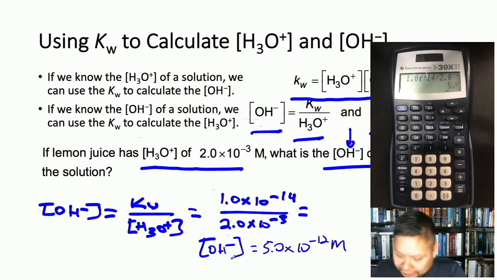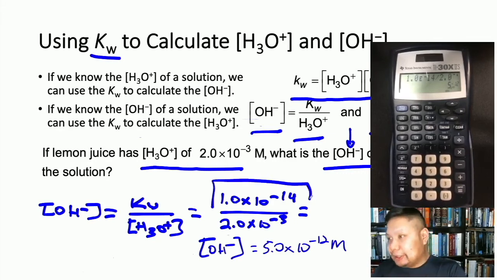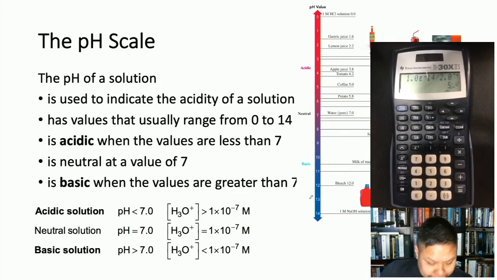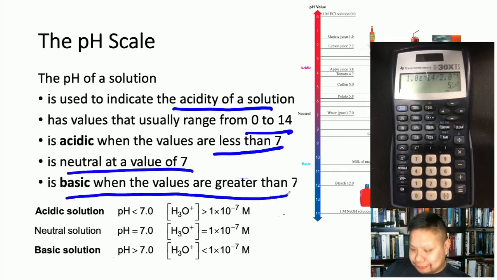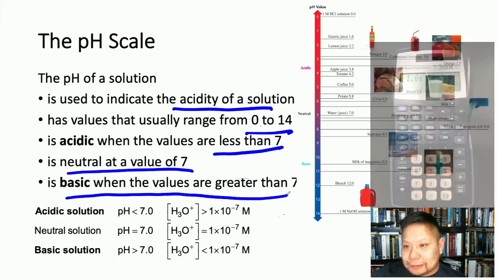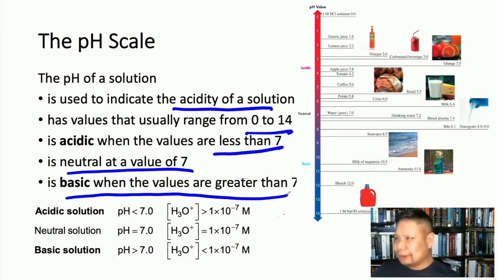So now that we've established what Kw is, and you know that Kw is 1 times 10 to the negative 14, we can talk about the pH scale. This is where the pH scale comes from. The pH scale is used to indicate the acidity of a solution. It ranges from 0 to 14. Why? Because of Kw. Acidic solutions have pHs less than 7. Neutral is at 7. And basic solutions are greater than 7. And I'm sorry, I forgot to close down the calculator so we can see this little graphic we have up here.